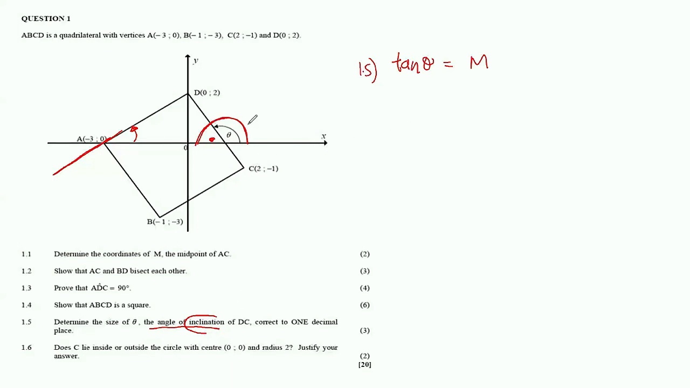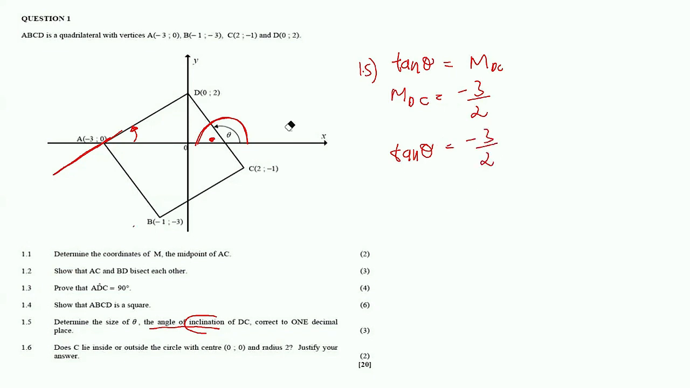Gradient, we did calculate the gradient of DC back there in the question. So let's find the gradient of DC. So we had our gradient for DC as, let's say gradient of DC is negative 3/2. That's what we had. So obviously it's a negative gradient because this is a decreasing function. It's a decreasing line. Then we have tan theta. So here this tan theta is equal to the gradient of DC. But our gradient of DC is negative 3/2. So that means tan theta is equal to negative 3/2.